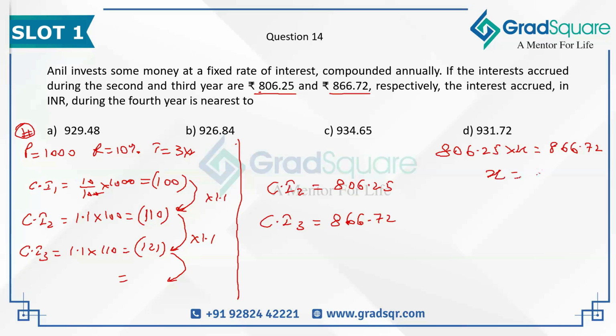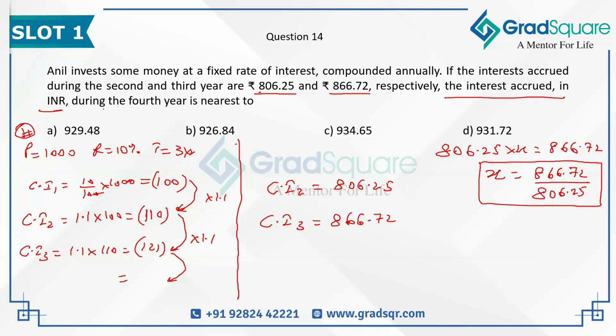The value of x will be 866.72 divided by 806.25. This will become your multiplication factor every single time when you're moving on from one year to the next year. Right? The interest accrued in INR during the fourth year is nearest to what? If I want to calculate the fourth year's interest, then this particular value of 866.72 should be multiplied by this factor, correct?